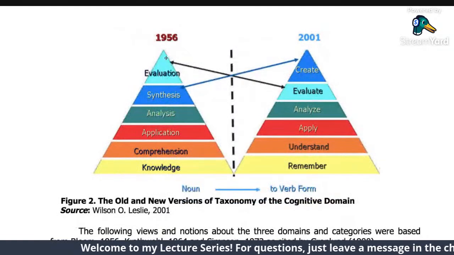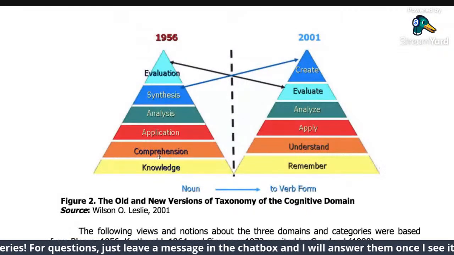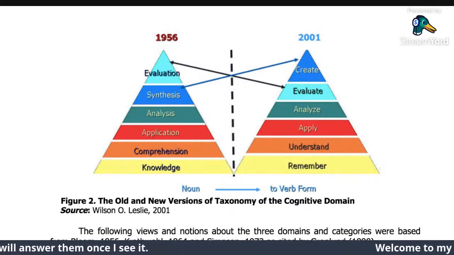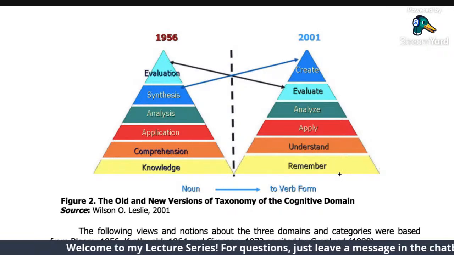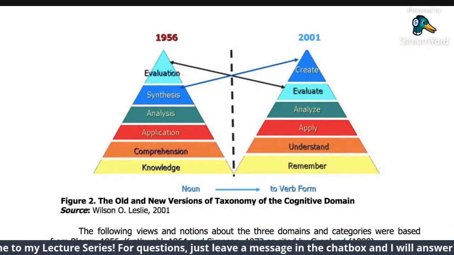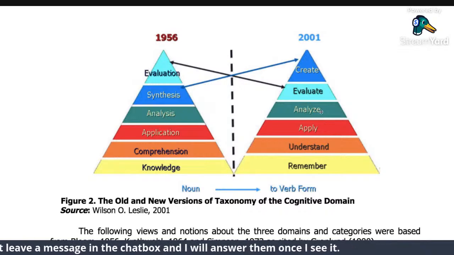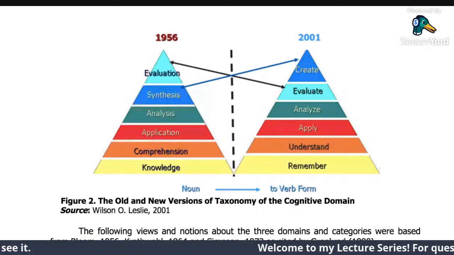Itong Bloom Taxonomy, itong 1956, so ang nasa baba, the lowest level would be knowledge, then paakyat tayo, comprehension, application, analysis, synthesis, and evaluation. Now, in 2001, binago nila ito, pinagbaliktad nila yung evaluation and synthesis, and they changed the name. Actually, ngayon, remember, understand: remembering, understanding, applying, analyzing, evaluating, and creating. Yun na yung nakalagay. Okay, so ito yung levels of the cognitive domain. And this is the one we're using now.